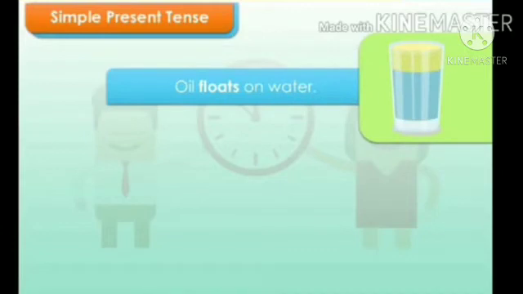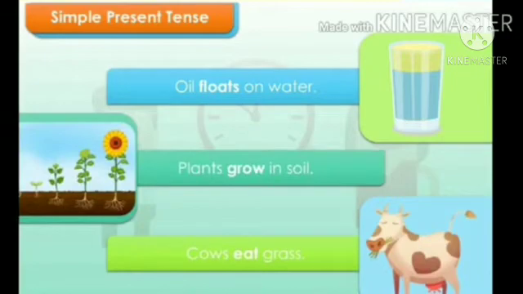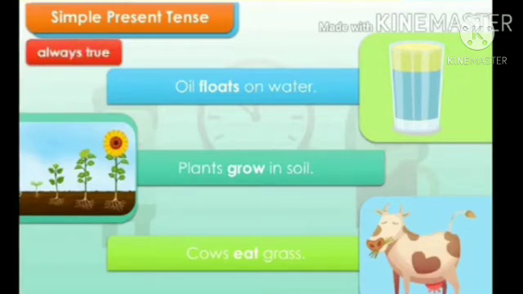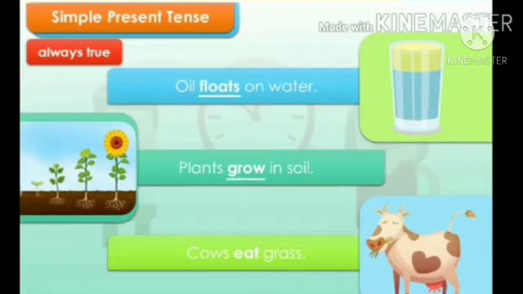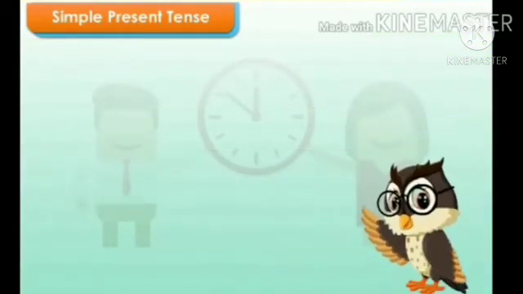These sentences. Oil floats on water. Plants grow in soil. Cows eat grass. These sentences talk about something that will never change. They are always true. When a doing word or action word in a sentence tells us about something that is always true, then the sentence is in the simple present tense. So the doing or action words floats, grow and eat are in simple present tense in these sentences.